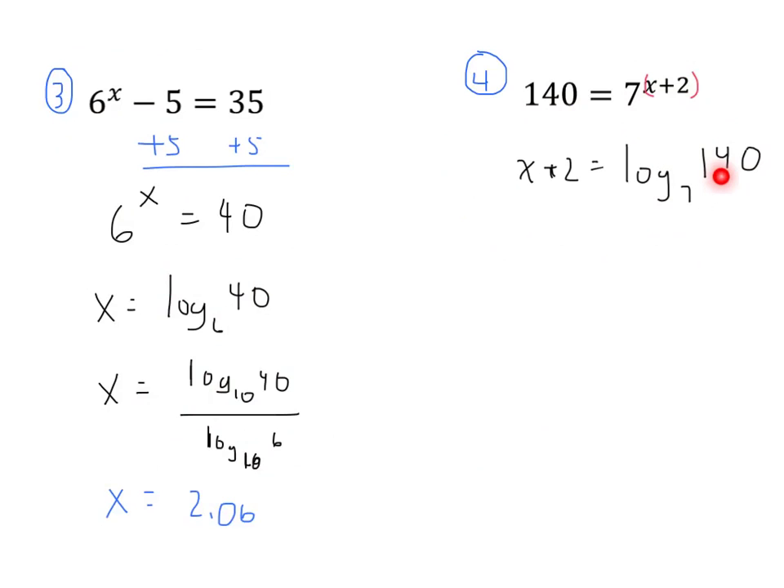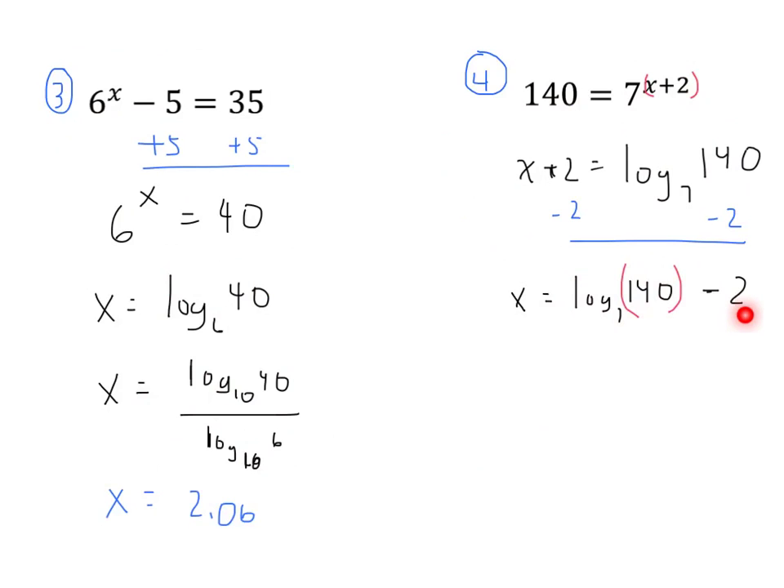I'm going to save that calculation for the end, and what I'm going to do is subtract 2 from both sides to get x by itself. So we end up with x is equal to log base 7 of 140 minus 2. Now I want you to be very careful here. I'm going to use parentheses to make it clear: log base 7 of 140 minus 2 is not equal to log base 7 of 138. You can't subtract these, because it's this whole thing minus the 2. It's not 140 minus 2. It's this whole thing minus 2.